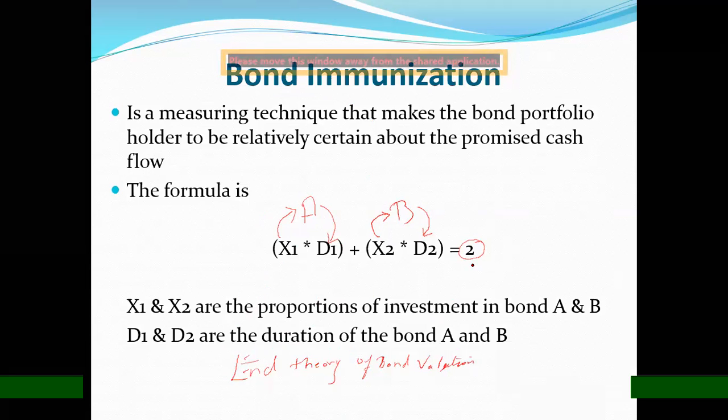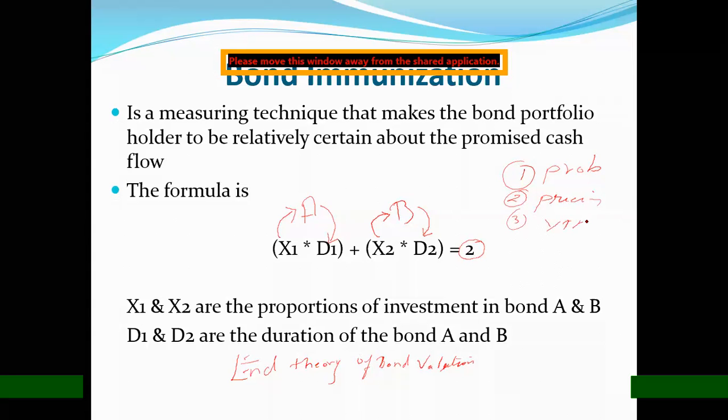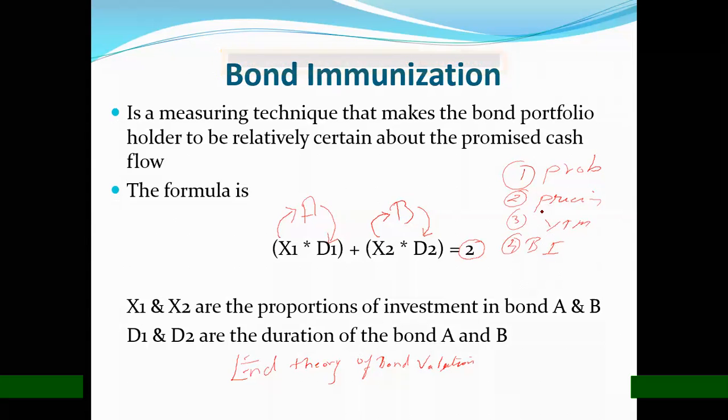Now what we are left with is problems on bond valuation. Next, we are left with problems on pricing. Next, we are left with problems on YTM, how to estimate YTM, and how to estimate the bond immunization strategy, or we call it BI. So these are four different aspects of problems that are pending from my side, which I will solve in tomorrow's class. That is, whenever I have my investment management class, on that particular day I am going to solve problems on all these aspects.